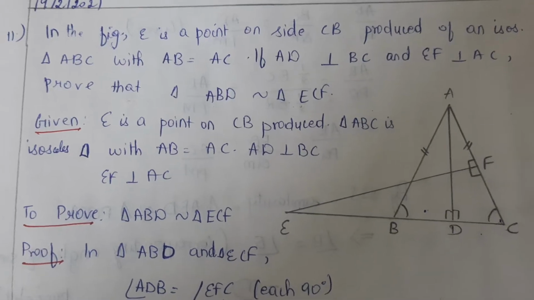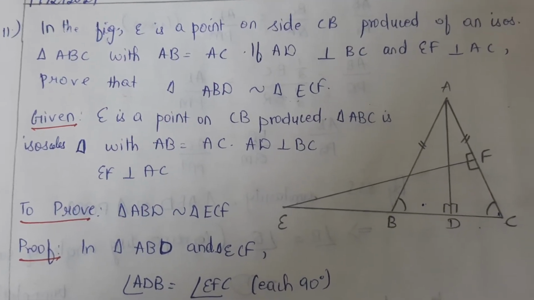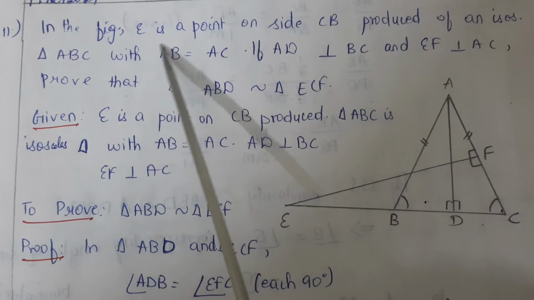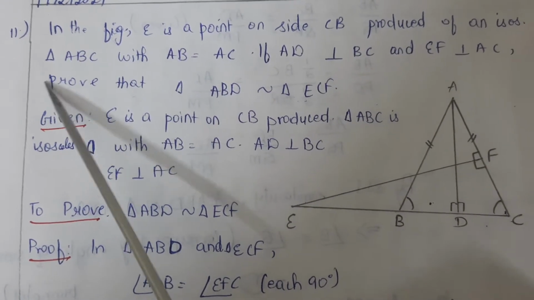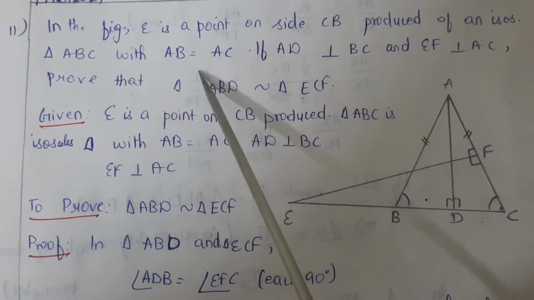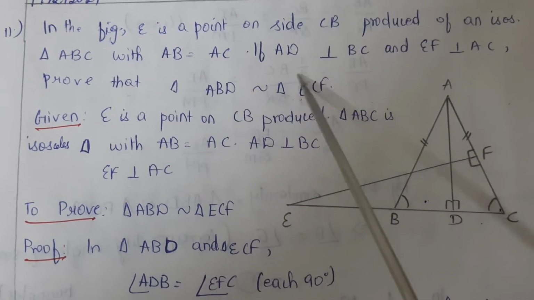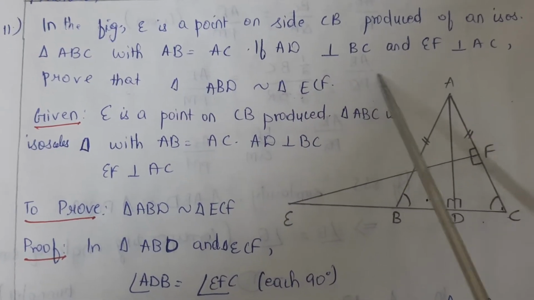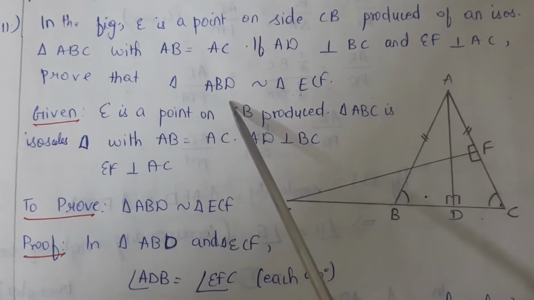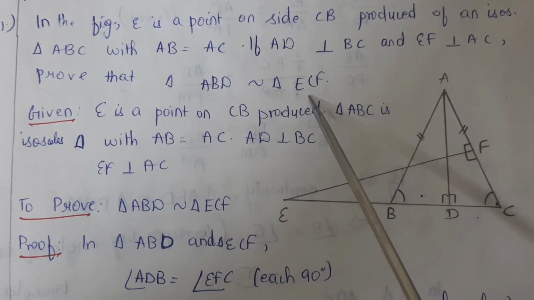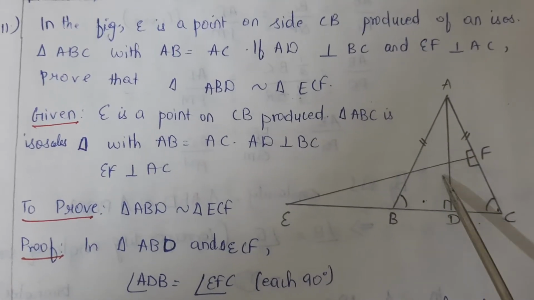Today we are going to solve the 11th problem in exercise 6.3. In the figure, E is a point on side CB produced of an isosceles triangle ABC with AB equal to AC. If AD is perpendicular to BC and EF is perpendicular to AC, prove that triangle ABD is similar to triangle ECF. This is the figure given for you.